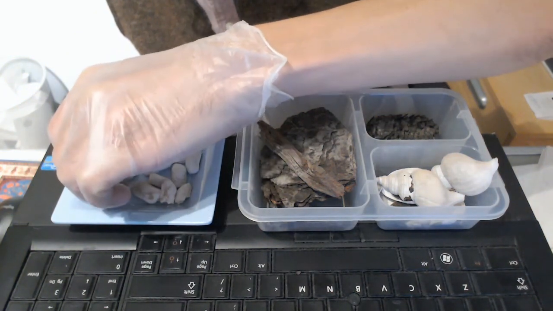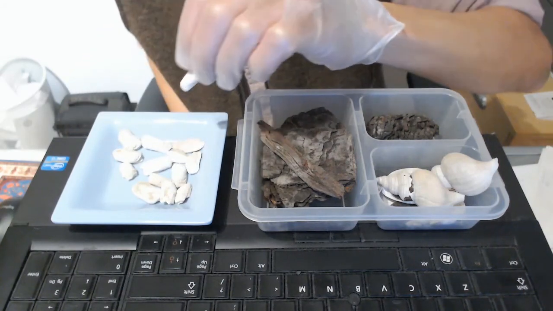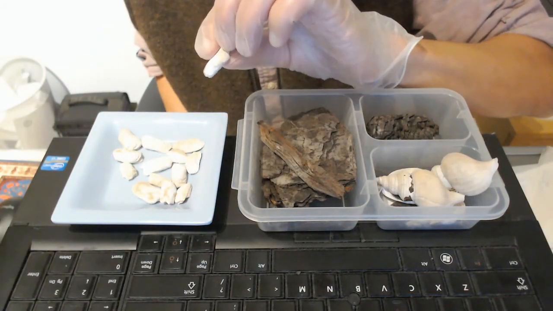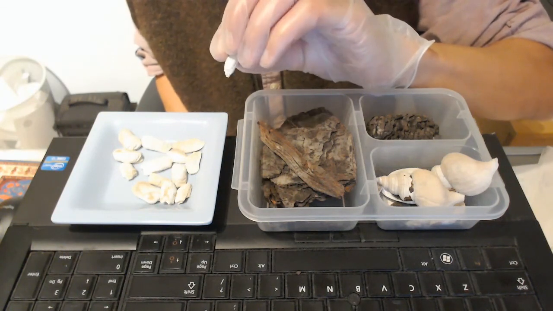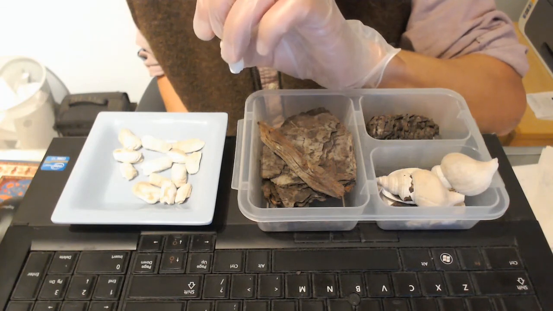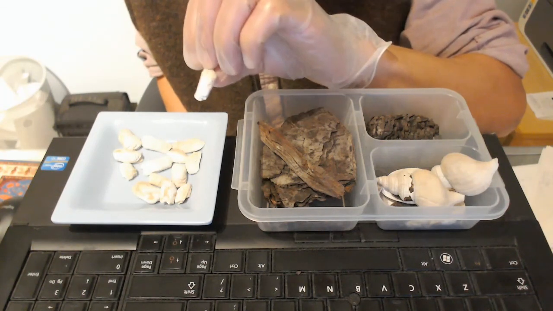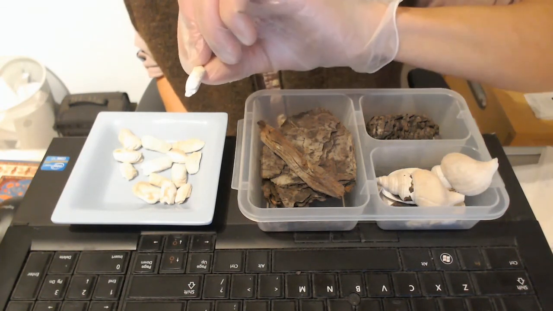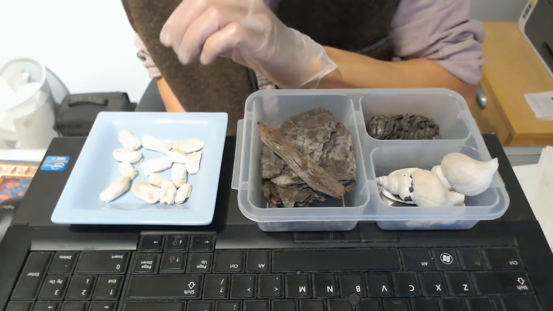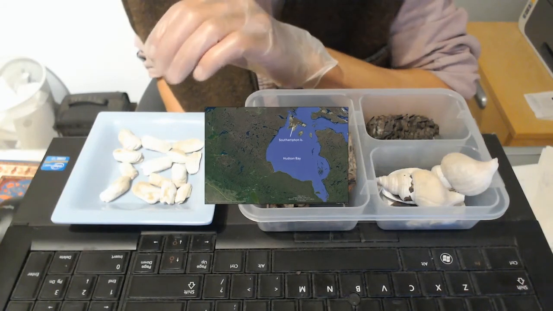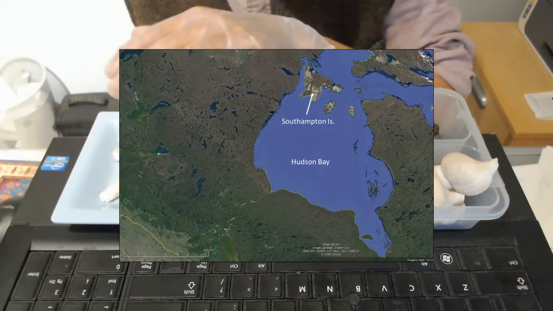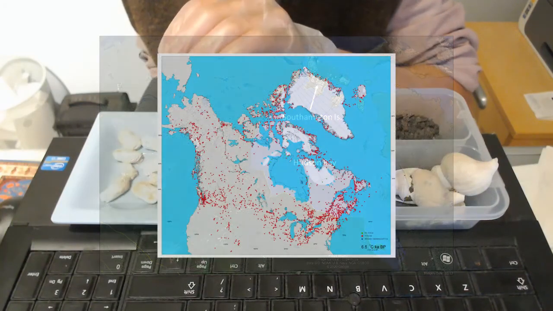And so you can find them today in the Arctic Ocean, but you can also find them a lot in glacial marine deposits from the last deglaciation. So some of the post-glacial seas that existed around the Laurentide ice sheet. These ones come from Southampton Island in northern Hudson Bay. So this is a place that had a post-glacial sea that is called the Tyrrell Sea.